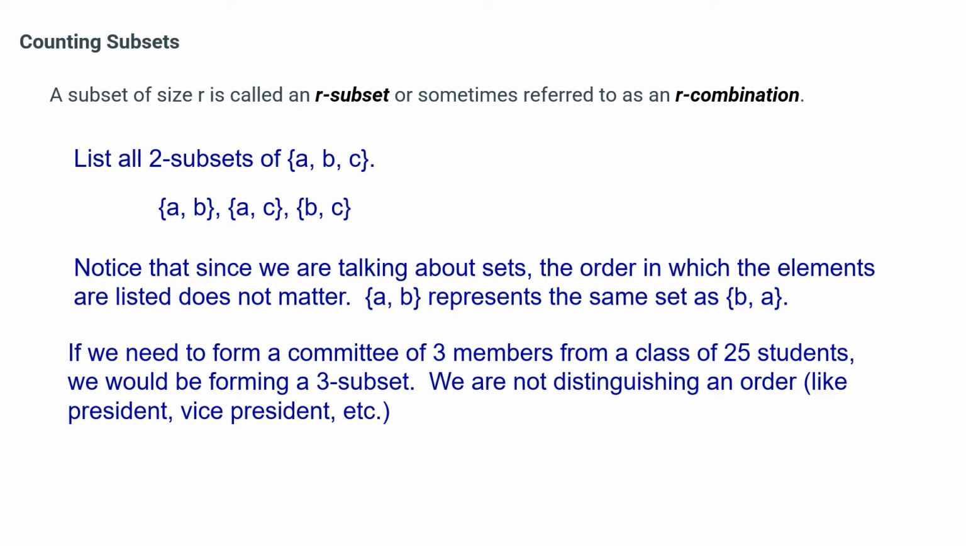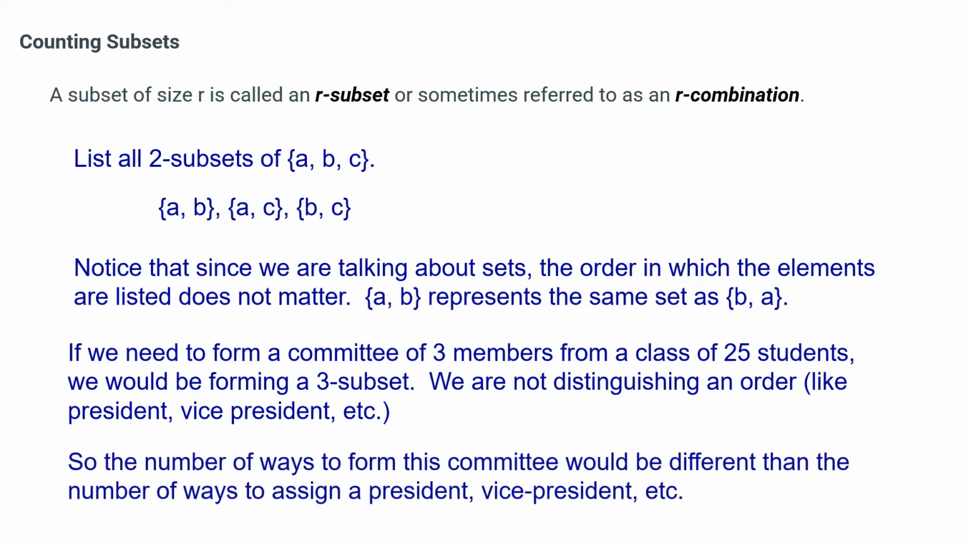So if you think about it, then getting a committee of 3 members out of a class of 25 is just getting a bunch of subsets that have 3 elements in them, 3 students in them. So we're just looking for subsets. If we wanted to find out how many, if we were asked how many different committees could be formed this way, we'd be asking really how many 3 subsets are there of this, right?